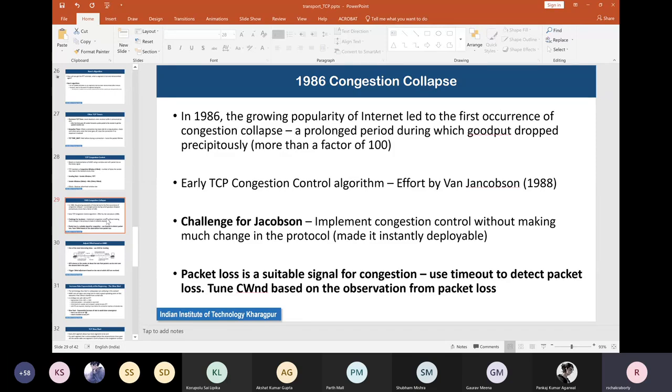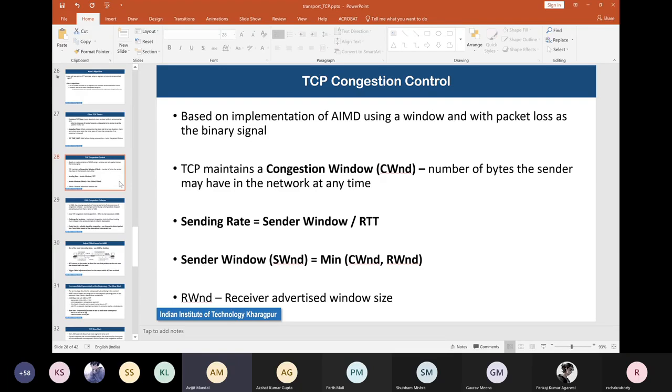Again, yes. So how is the congestion window calculated for the sender?